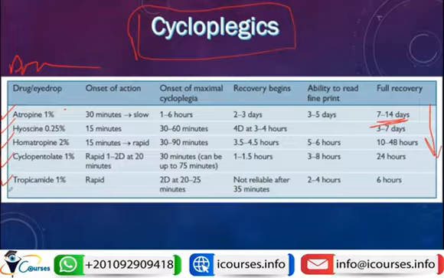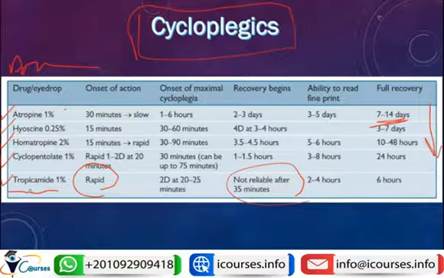cyclopentolate can only stay for 24 hours, while tropicamide, which is the most rapid eye drop, has the weakest cycloplegic action. So the strongest cycloplegic action is coming from atropine, the weakest cycloplegic action from tropicamide, but atropine has the most extended duration and tropicamide has the least duration, as it's very, very rapid. It can even start within less than 30 minutes.